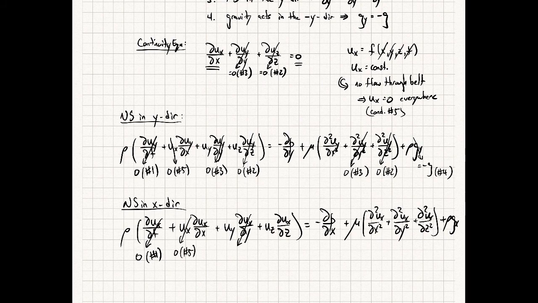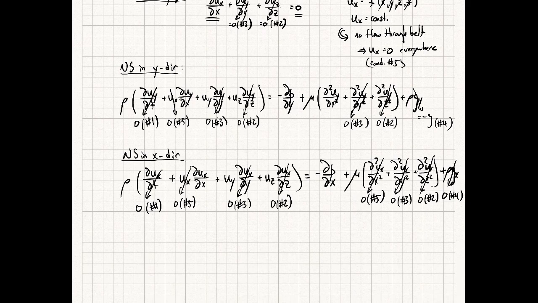Next one is 0 because of either number 3 or number 5. Next one is 0 because of number 2, because it's planar, or because ux is 0. This is 0 because of number 5. This is 0 because it's fully developed, or because ux is 0. So that I'll just put number 3 for that. That one's 0 because it's planar, or because ux is 0. Gx is 0 because there's only gravity in the y direction, so that's number 4. So everything is 0 here except dp dx.